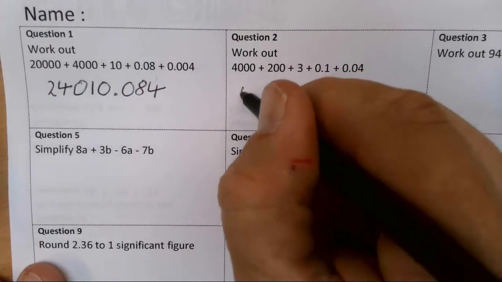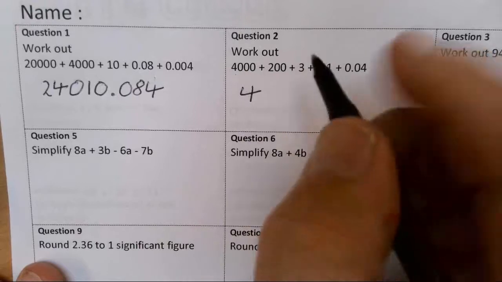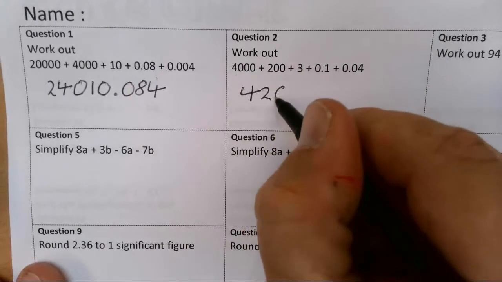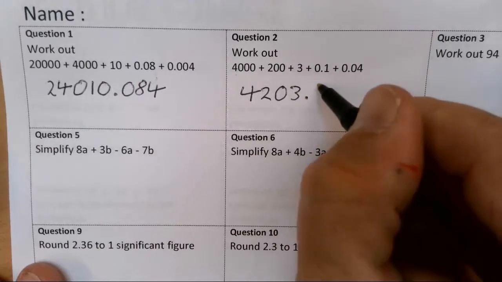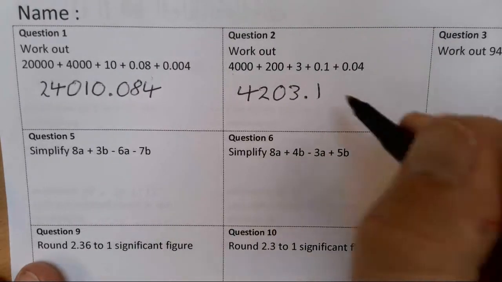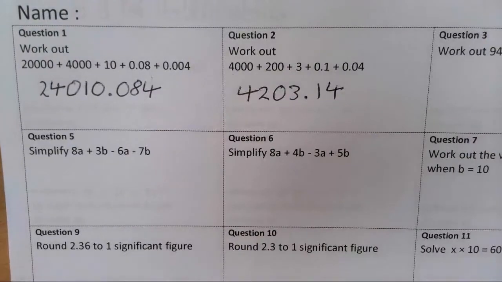This one, there's 4 in the thousands column, 2 in the hundreds column, nothing in the tens column, a 3 in the units column, a 1 in the tenths column, and a 4 in the hundredths column.